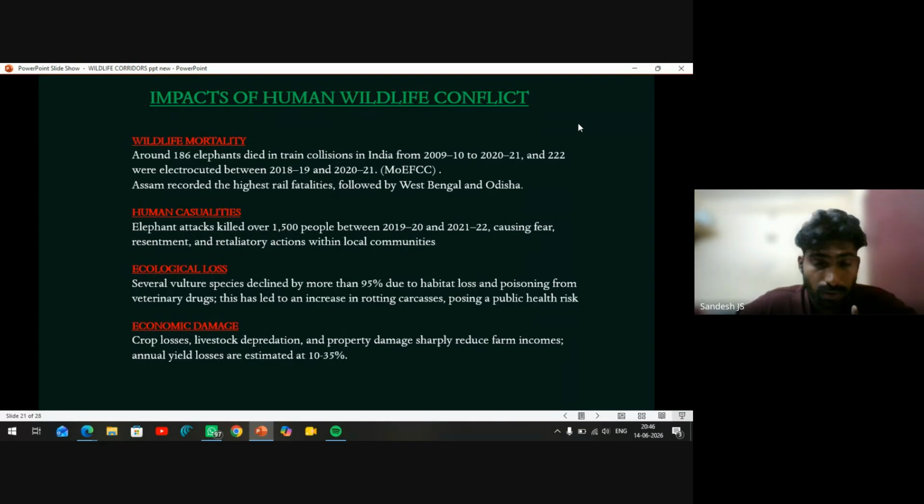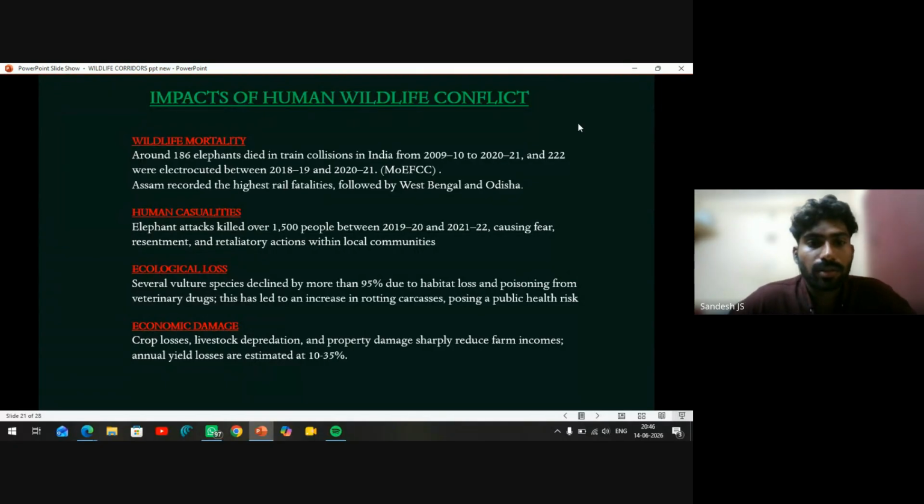Two boys from Tamil Nadu have recently launched an AI-powered rail system which will alert the oncoming train about the elephant crossing. They have run a trial and have been successful. So maybe in future we will have these AI-powered systems to reduce this type of conflict.